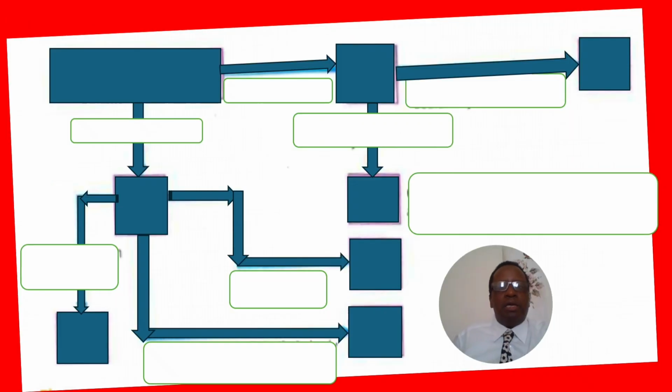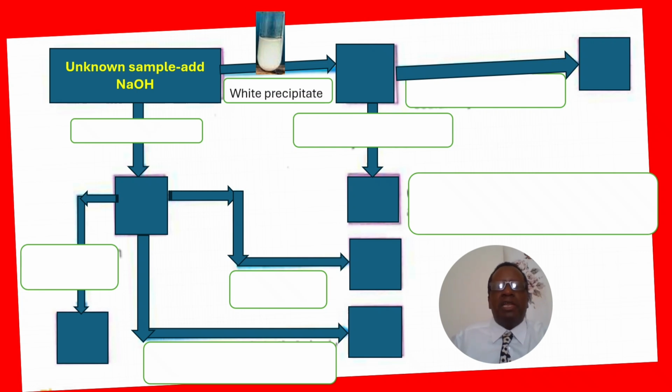Now then, we want to look at this process where we're doing precipitation reactions with sodium hydroxide. We do not know what is in this sample here. We don't know, but if we add sodium hydroxide to that sample and a white precipitate forms, then the sample could be containing those three: aluminium, magnesium, and calcium.